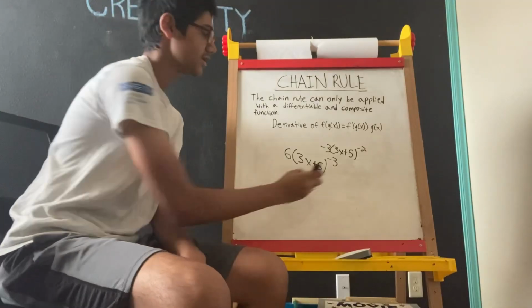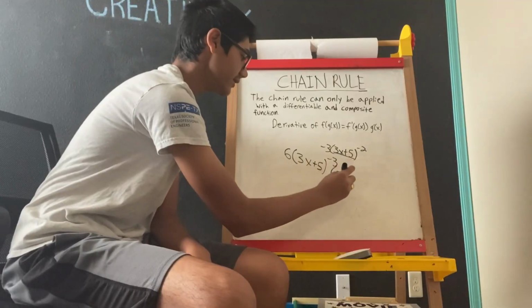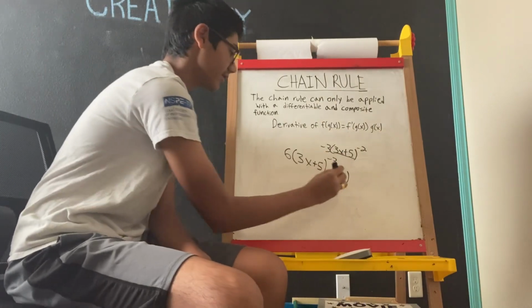Very good. Now what's the derivative of 3x plus 5? The derivative of 3x is 3. And 5 is? 5 is a constant, so it's equal to 0. Good. You stop there. There is your answer. Yes!